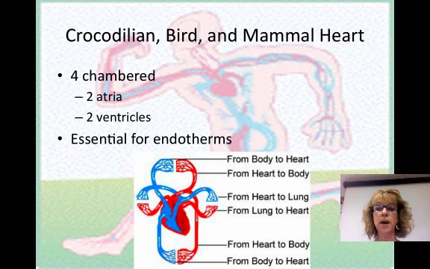The evolution of a powerful four-chambered heart was essential for endotherms, what we know as warm-blooded. They use 10 times more energy than ectotherms. Birds and mammals descended from different reptilian ancestors and evolved four-chambered hearts independently. This is an example of convergent evolution.